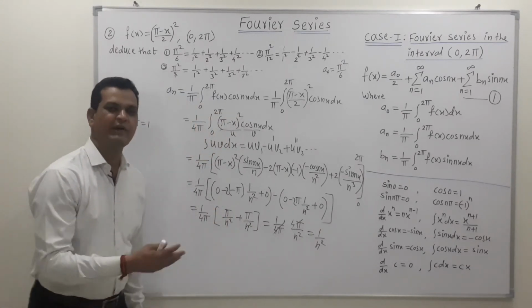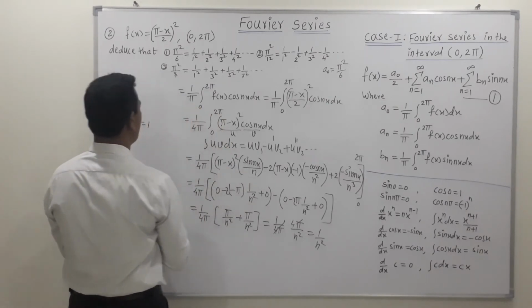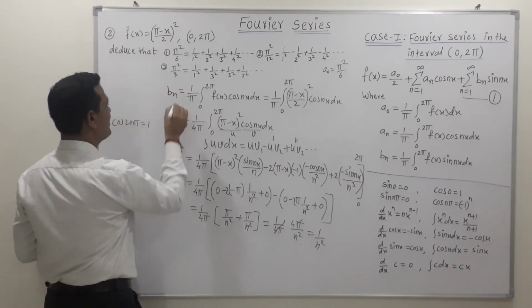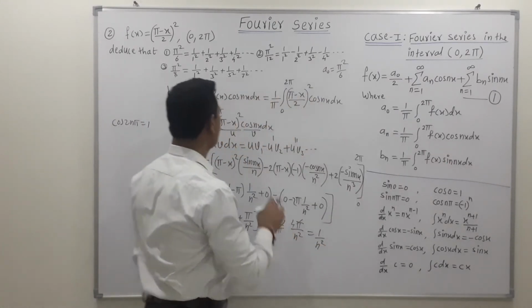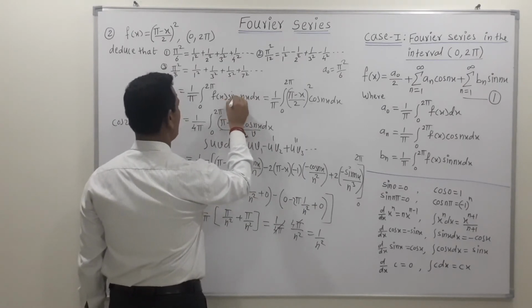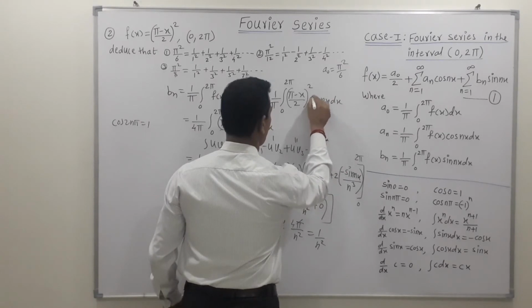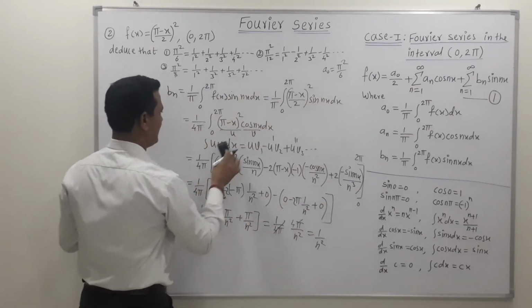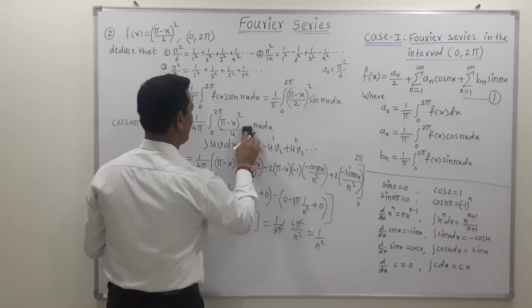Now let's find the value of bn. So now friends, the concept of bn and an is same, the only difference between these two results is that cos is replaced by sine. So let's replace cos by sine, so we get this as sine. So now after putting this value, just simplify this.